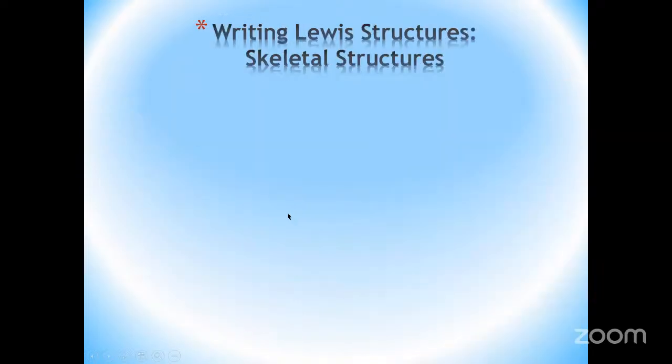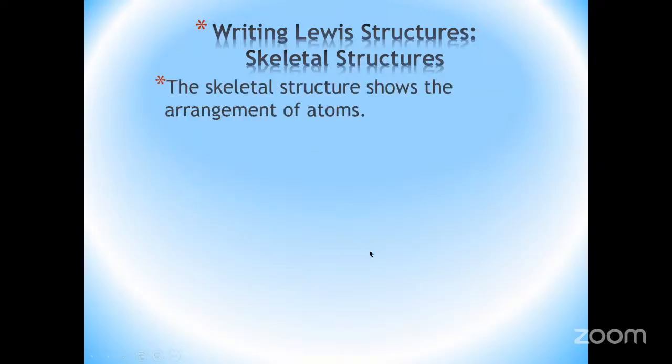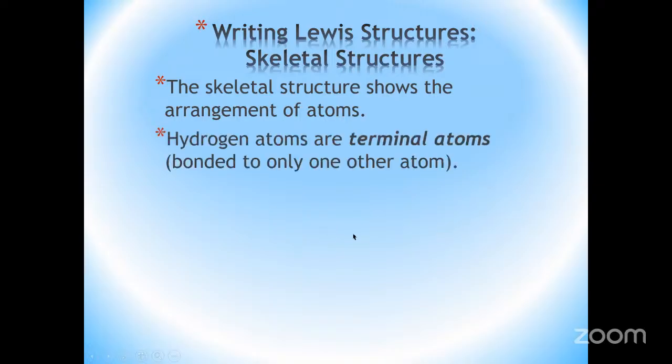Now we're going to get into how we write down Lewis structures based on molecular formulas that you're given. This applies to molecules and polyatomic ions. So let's go through these rules. The first rule is that you establish a skeletal structure that shows the arrangement of the atoms. In all cases, hydrogens are terminal atoms. That means that hydrogen atoms are not bonded to more than one atom. Once hydrogen is bonded to one atom, it cannot be bonded to another atom.